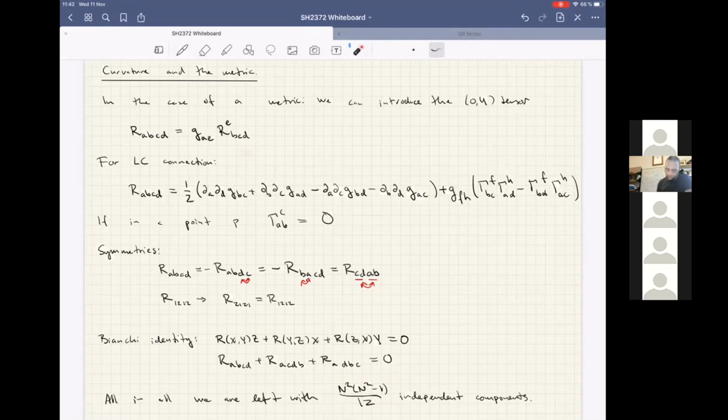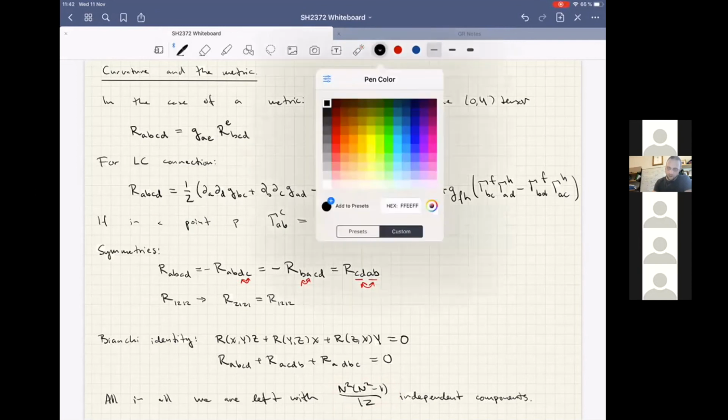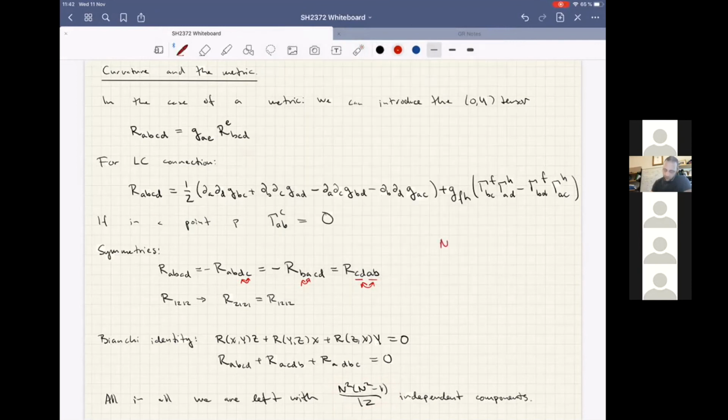So for example, if I take here n equals 2, so if I have a two-dimensional manifold, then I have 2 squared times 2 squared minus 1 divided by 12, which is 4 times 3 divided by 12, which is just 1. So if you have a two-dimensional manifold, it's going to be sufficient to compute a single curvature component, and that is then going to tell you about all other curvature components as well.